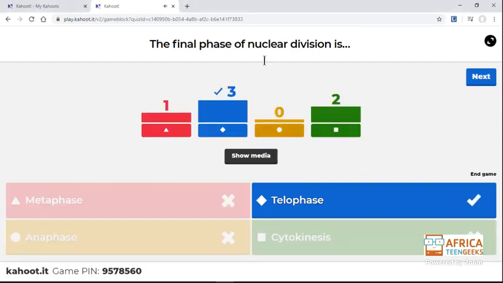So the final phase of nuclear division, remember cytokinesis is the cytoplasm division, and mitosis is just the nuclear or nucleus division. So in mitosis, the nucleus divides, and in cytokinesis, the cytoplasm divides to say that, okay, now we have two daughter cells, two separate daughter cells. So the final phase of nuclear division is telophase, the last phase of mitosis.